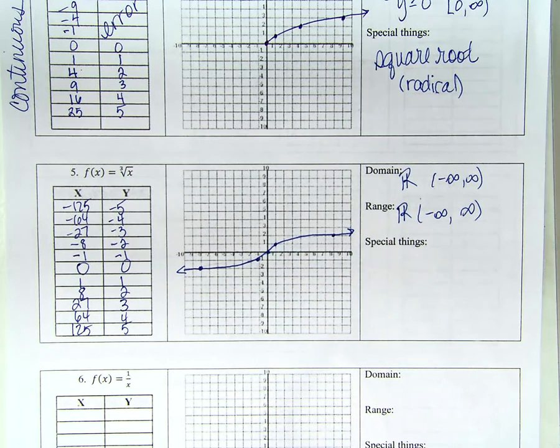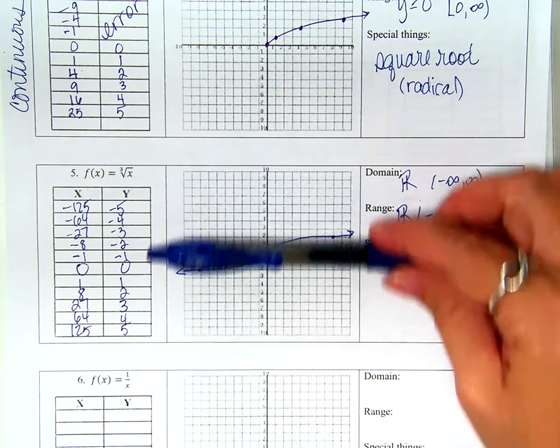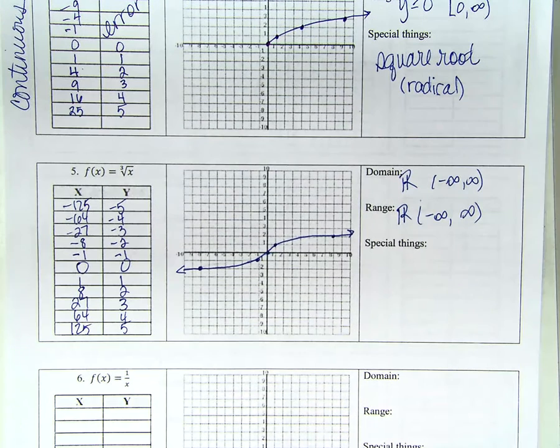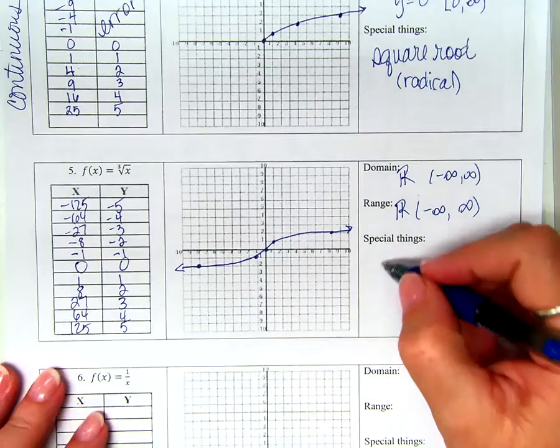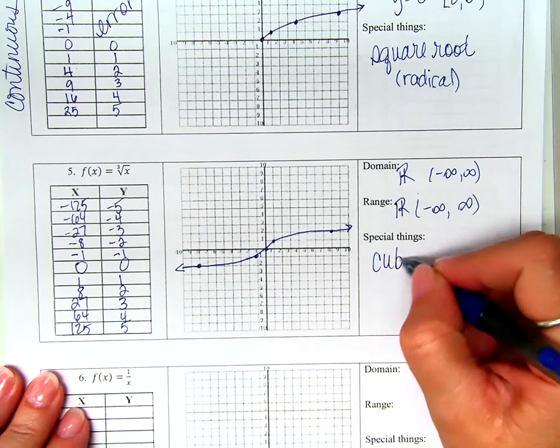Most people don't get confused on the domain on this. They get confused on the range because it looks like it stops somewhere here and here. Right? It is going to keep going, not really dramatically, but it does keep going, doesn't it? Okay? What are special things? What's it called? Cube root.